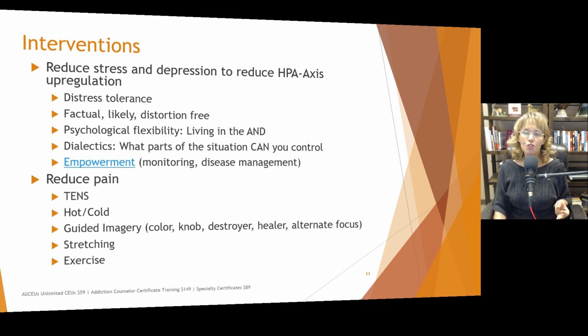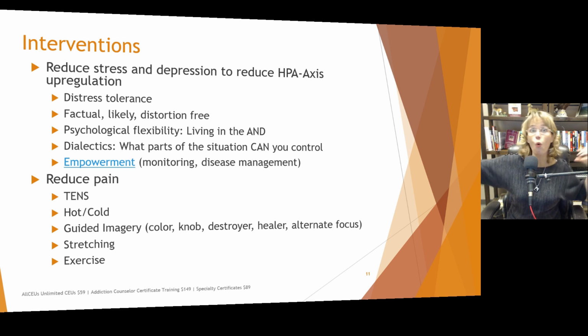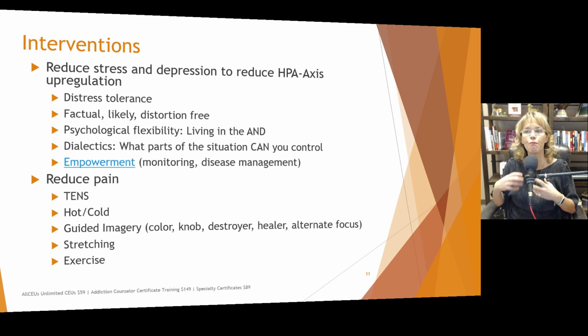We can teach psychological flexibility. And one of the tools that I like most with people with autoimmune issues as well as mood issues is living in the and. I can have an autoimmune disease, whatever it is, and a rich and meaningful life. It's not either or. I don't have to get rid of one, the disease, in order to have a rich and meaningful life. I can have both. It's living in the and.